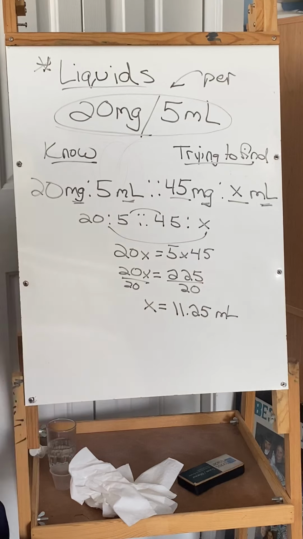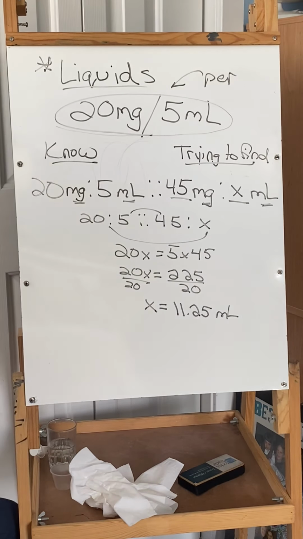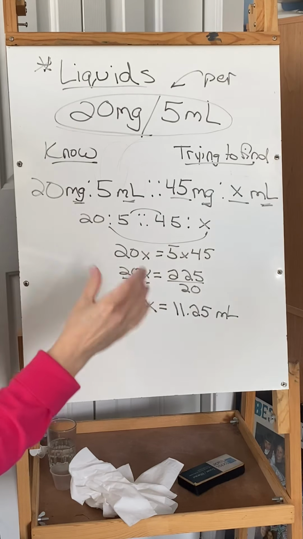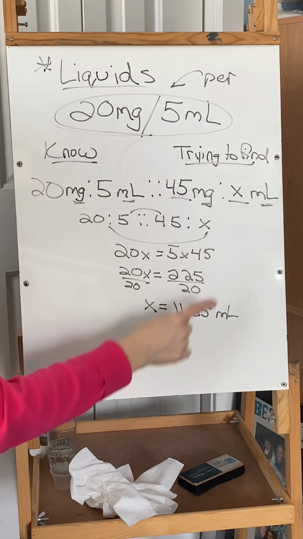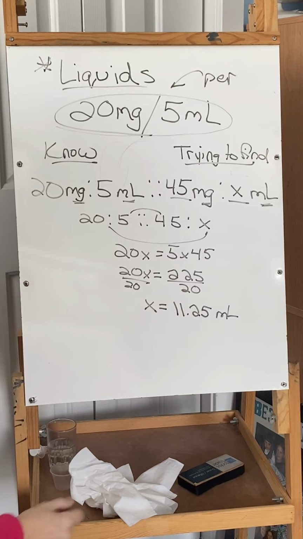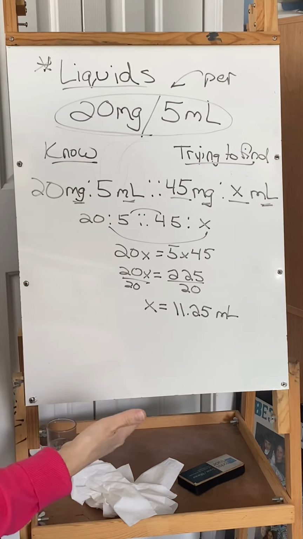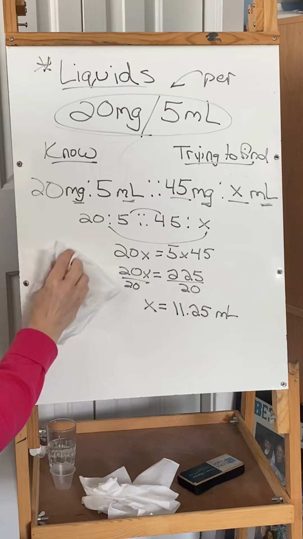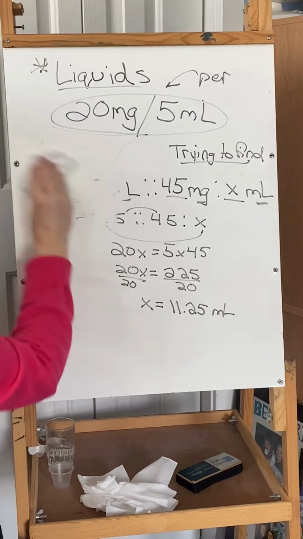Now you have that proportion and you have solved it already. That's it. That's all there is to it. So when you're pouring your cup, you just have to go to the 11.25 ml line. Hopefully there's one on there. That's kind of an odd one. Let's try another one.